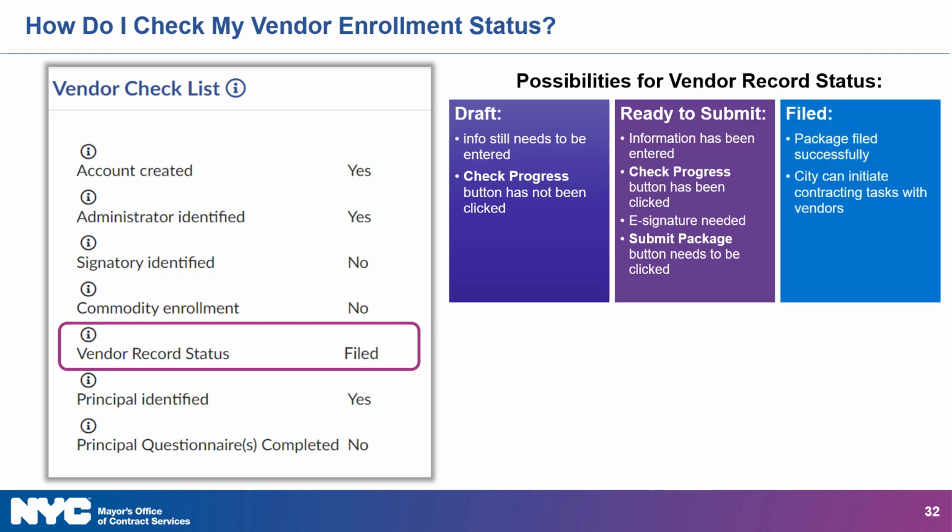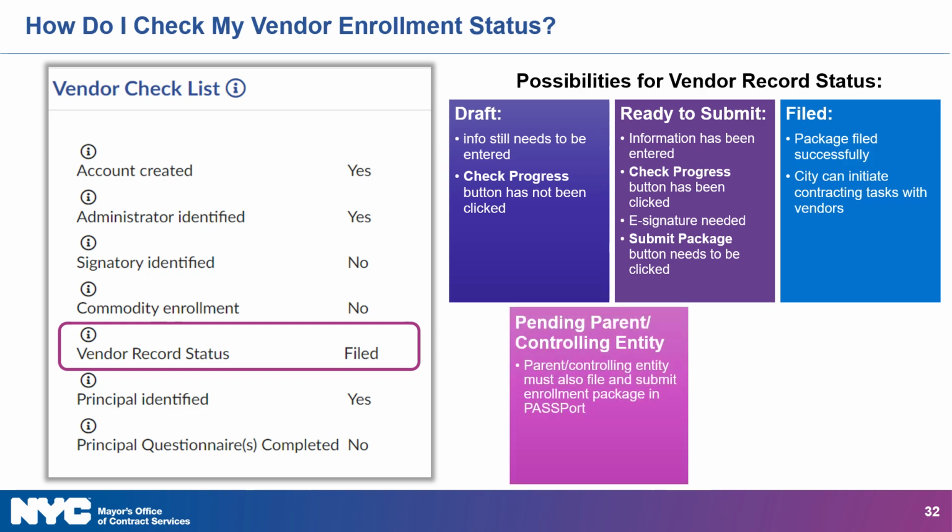And the next one is Filed. This is where we want all of you to be. This means that your vendor enrollment package has been filed successfully with MOCS, but please note, this does not guarantee a contract. A filed status, however, is required for city agencies to initiate contracting tasks with vendors, and Passport will send you an email confirming the filed status.